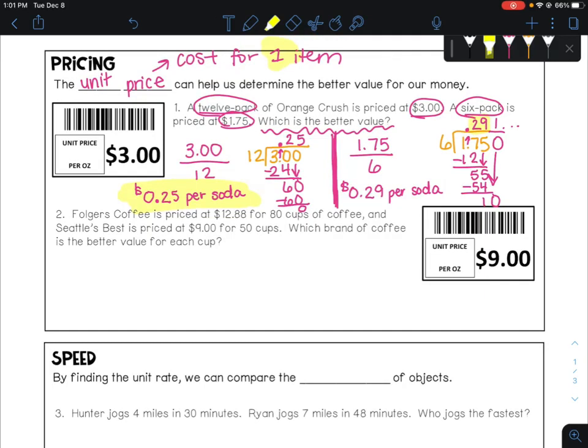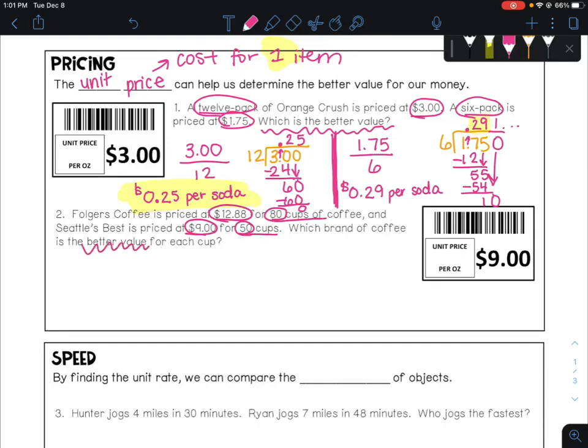For example 2, we're going to do pretty much the same thing. So Folgers coffee is priced at $12.88 for 80 cups of coffee, and Seattle's Best is priced at $9 for 50 cups. And then we have the Seattle's Best. Which brand of coffee is the better value?